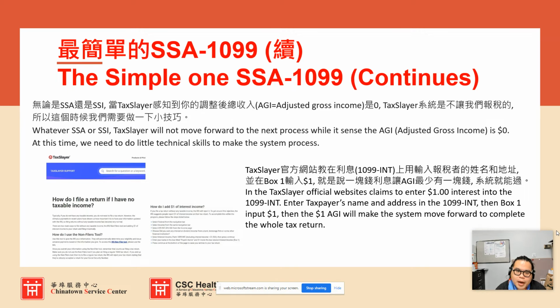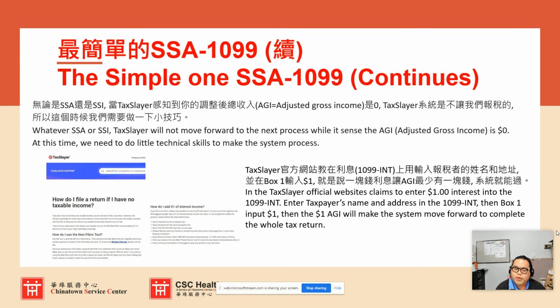And one more thing we need to talk about, SSA or SSI. Whenever you have SSA or SSI, when you use TaxSlayer and input just SSA or SSI, your AGI will become zero. Zero means nothing. So when TaxSlayer senses your AGI is zero, the system doesn't allow us to do e-filing. What we can do is search on the TaxSlayer official website. They teach us what to do if you are filing tax for SSA or SSI, or the person doesn't have any taxable income and the AGI is zero.